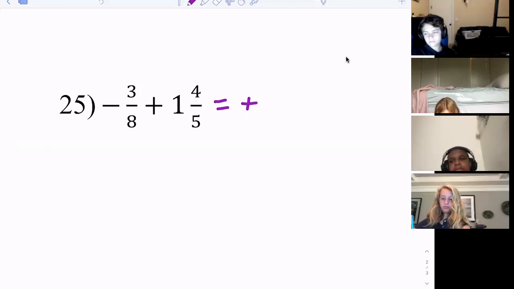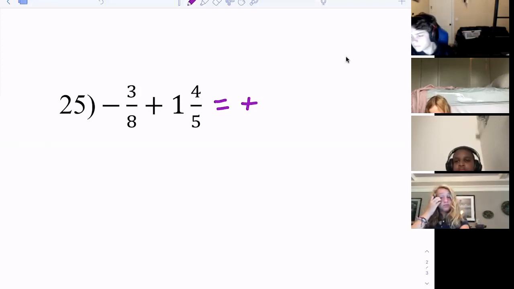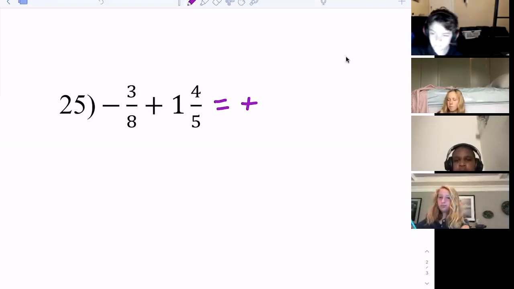This is how I do it, so I don't forget the sign. I automatically put a positive sign as my solution. Now, because the signs are different, I'm automatically going to do what? Subtract. Is everybody with me? All right, so here we go.